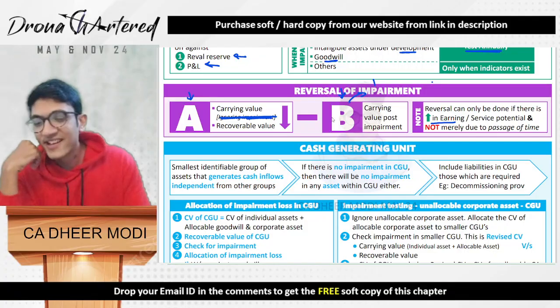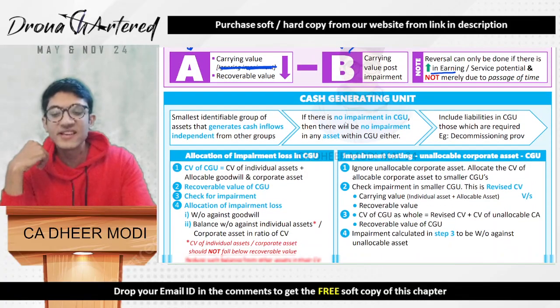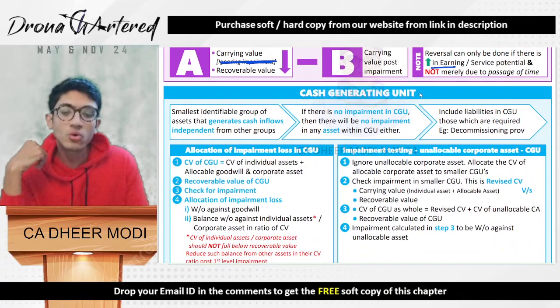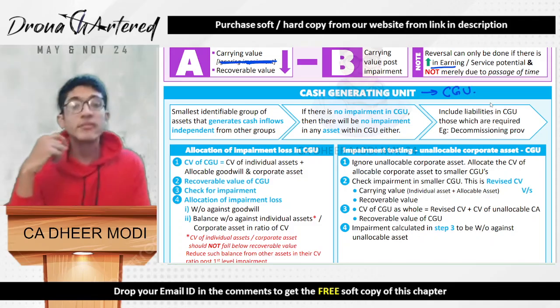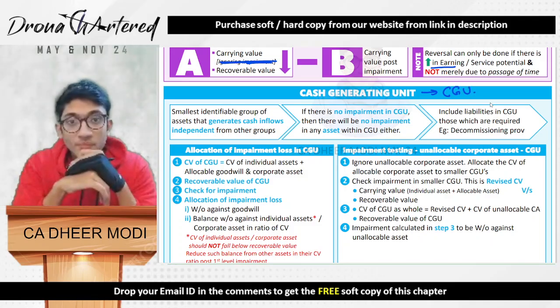Okay. Next is the cash generating unit, which we also call your CGU. First we'll understand what a CGU is, then we'll identify it, and then we'll understand how to impair.